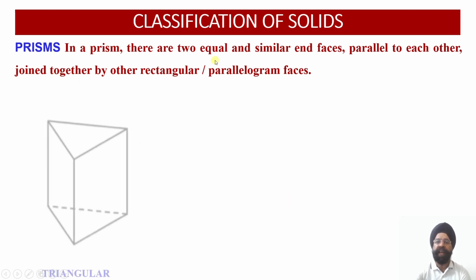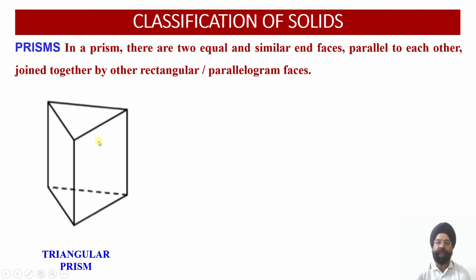In a prism, there are 2 equal and similar end faces which are lying on the opposite side, parallel to each other. This face is parallel to this face, whether this solid is an oblique solid or a true solid. So both these faces will be parallel to each other and they will be joined by other rectangular or parallelogram faces. This thing we have already discussed.